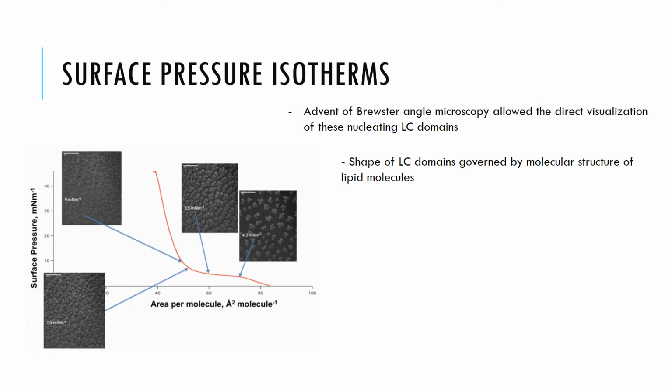And you can see here, this is some images taken with something called a Brewster angle microscope. And these allow the direct visualization of these nucleating liquid condensed phases. So I show you some images of these nucleating liquid condensed phases from a Brewster angle microscope at different surface pressures. And the shape of these is governed by the molecular structure of the lipid molecule.